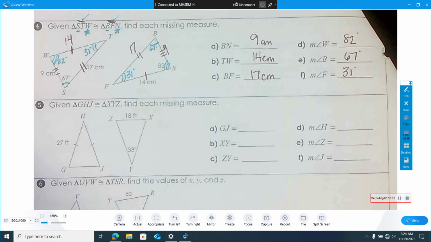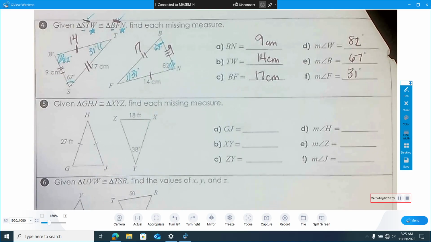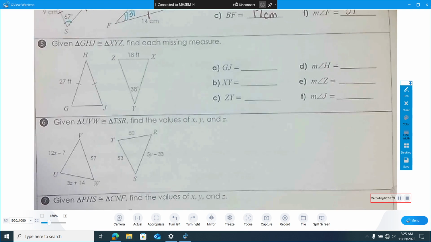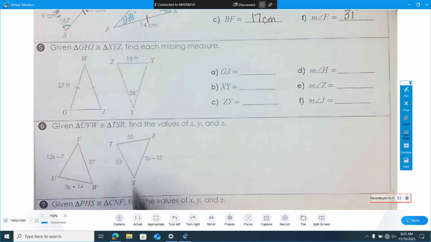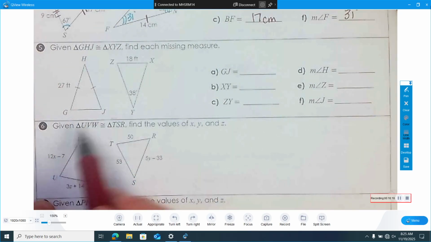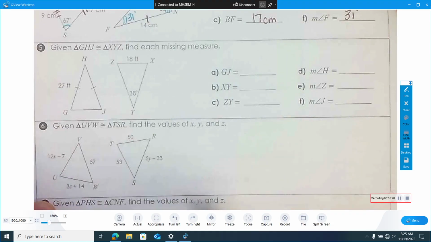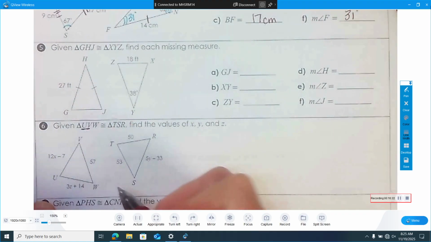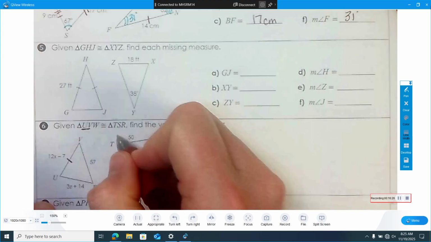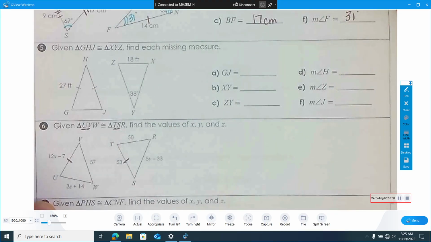All right, any questions on that one? All right, so number 6. Again, we have a beautiful congruency statement. So I want to, again, mark up my picture quite a bit here. It looks like they've given me a bunch of side lengths here. So I want to label my side length pairs. So UV is going to match up with TS. So I'm marking my UV and TS.